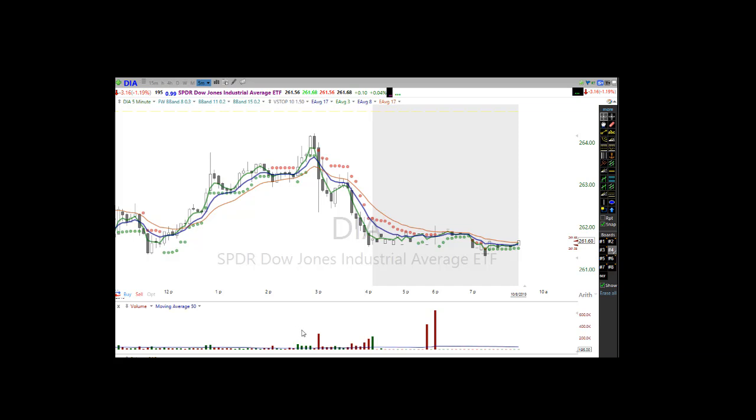Okay. Does anybody see any really awesome, beautiful potential setup? Are all the things firing in unison right here? There's a 5-minute trade right there. Bam. Very clean, very low risk entry.